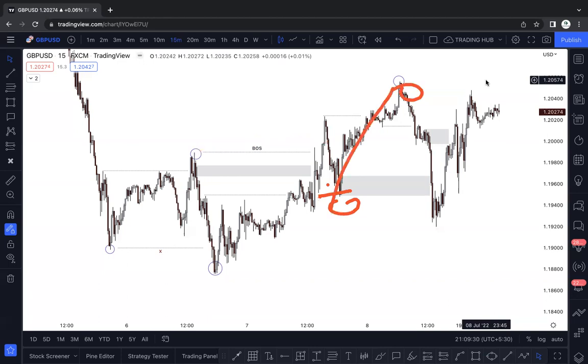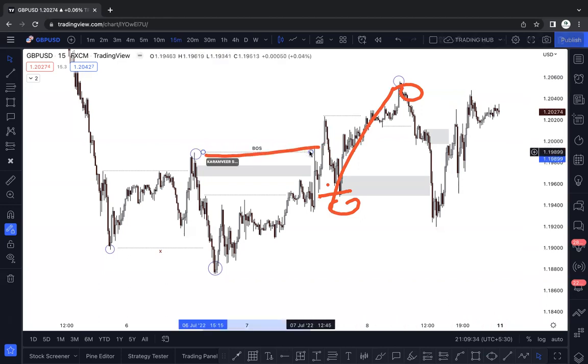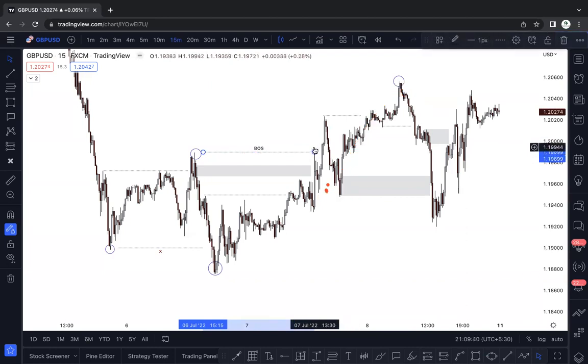Actually, okay, look at here. The market did not close above it. The market must close above it. Then after that, it breaks the minor structure. Yeah, this is an inducement for this move. This one.